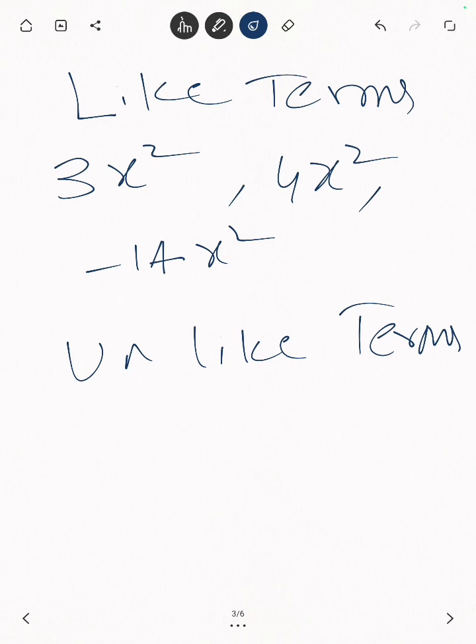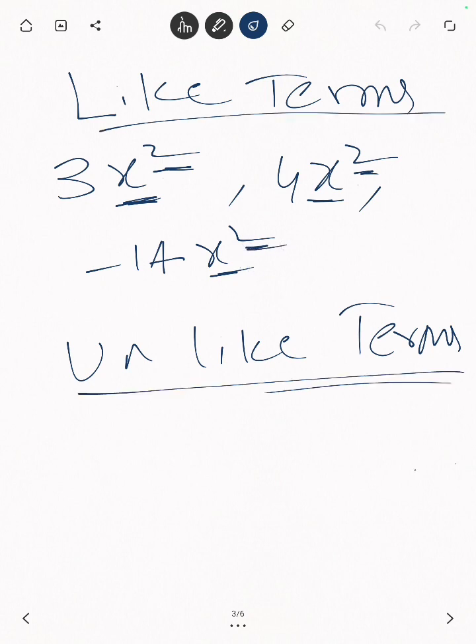Irrespective of the numerical coefficient, if you look at the variable part, they all are raised to the same power. These type of terms are called like terms. Same variable, same power.